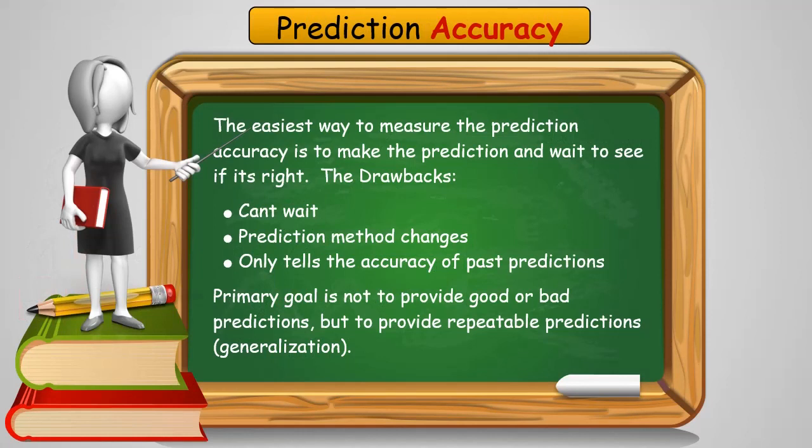Now, with every model we build, accuracy is the goal. We're trying to be able to measure prediction accuracy. The easiest way, of course, would be to just wait and see whether it's right or not. The drawbacks: you often can't wait. The prediction method changes, and it only tells you accuracy after the fact, meaning the sales, have you won or lost the sale? We've already lost the sale. It's too late. The primary goal is not to provide good or bad predictions, but to provide repeatable predictions. That's the goal.